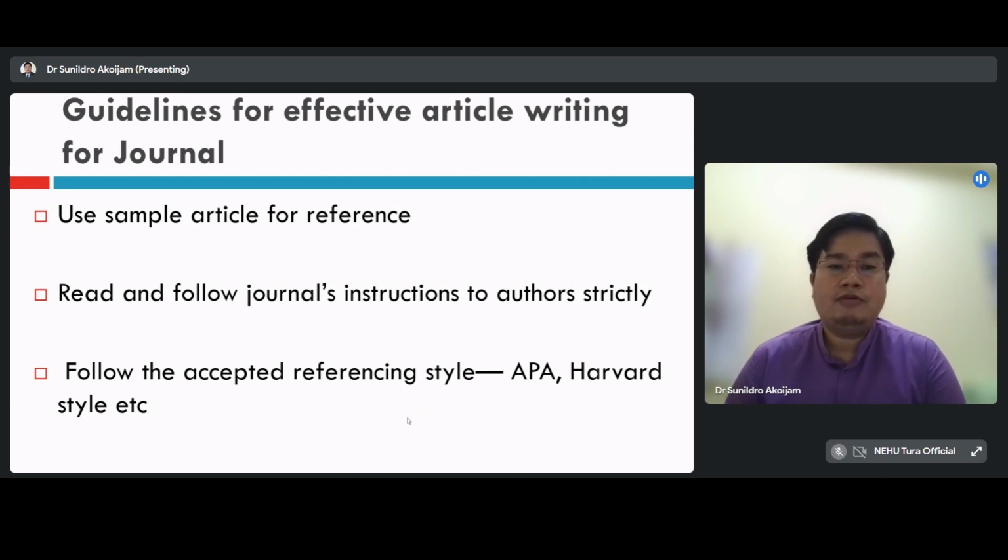Okay, read and follow the journal's instructions to authors. This is again a very, very important thing when you submit your paper to reputed journals. You will find the author's guidelines. You have to read the author's guidelines very, very carefully, because those reputed journals are very strict about whether the paper is structured as per their guidelines or not.